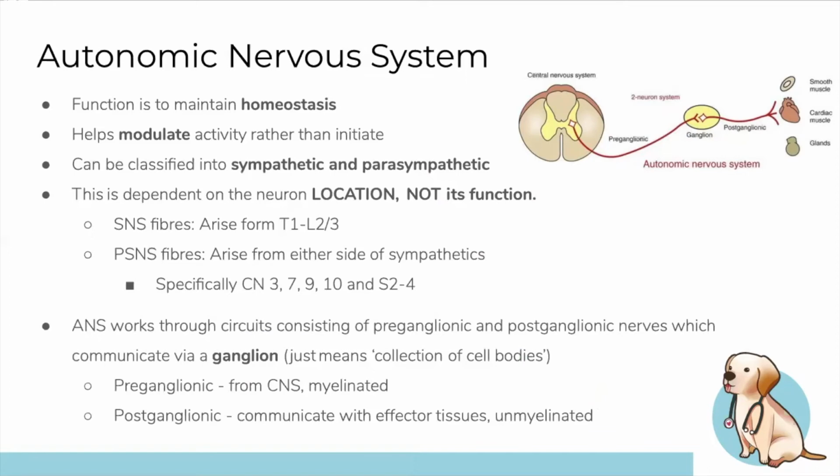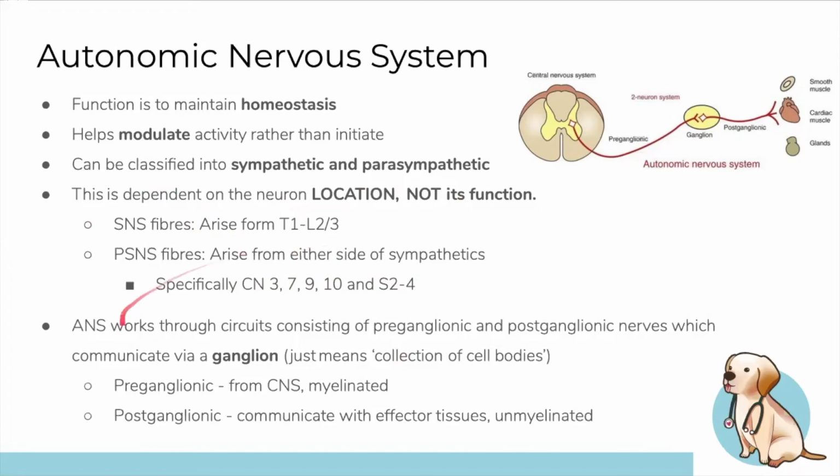And one thing to recognize is it actually depends on the location that characterizes whether it's parasympathetic or sympathetic, not the function. So sympathetic fibers will always arise from T1 to L2, L3, and parasympathetic, think either side of your sympathetics. So it's going to be like cranial nerves. You don't have to know about this in too much detail. It'll be covered in second year. And the sacral nerves, which are further down from your lumbar area.